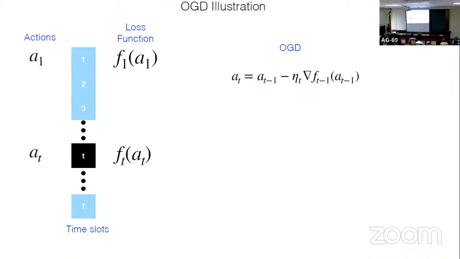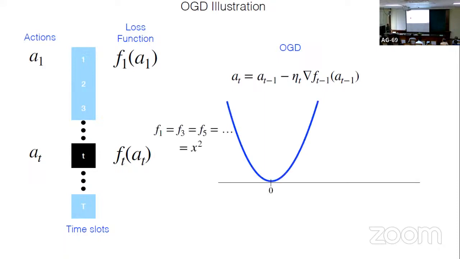Instead, I'll show you a picture of why this should be appealing, or should make sense, that something non-trivial can be done. So suppose all the odd functions are x square. So f1 is x square, f3 is x square, f5 is x square. I have no idea beforehand. It's just that I'm constructing an example. And all the even functions are just shifted, (x minus 10) whole square. This is actually a really difficult example for any algorithm.